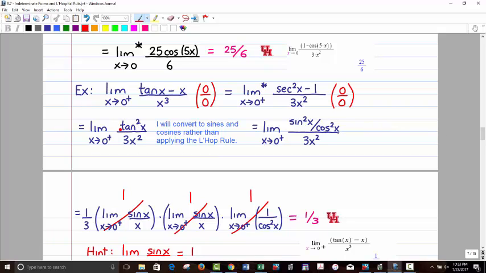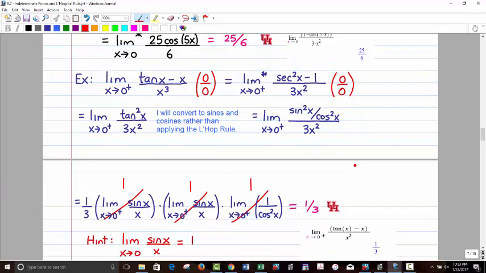But I chose a different route. Mainly because we're approaching 0 here, and you'll see the plus doesn't matter. In this case, it doesn't. So we have tan squared, I rewrote it as sine squared over cos squared over 3x squared.